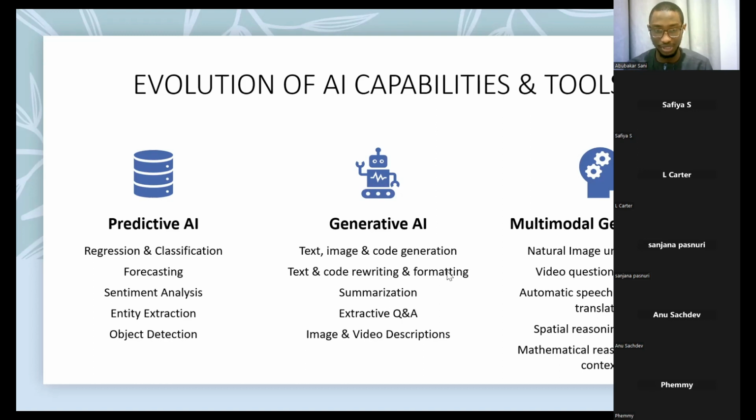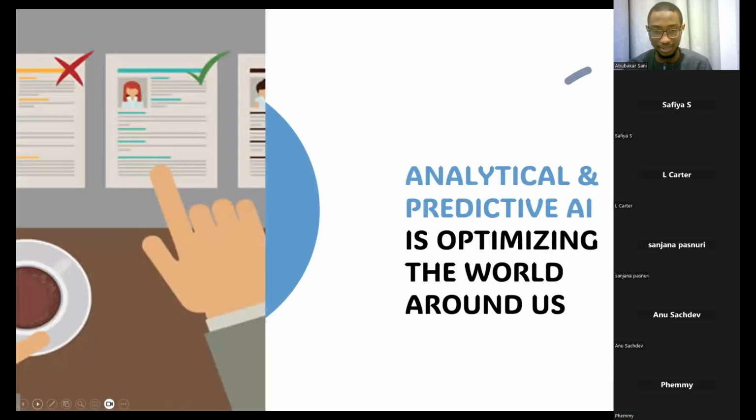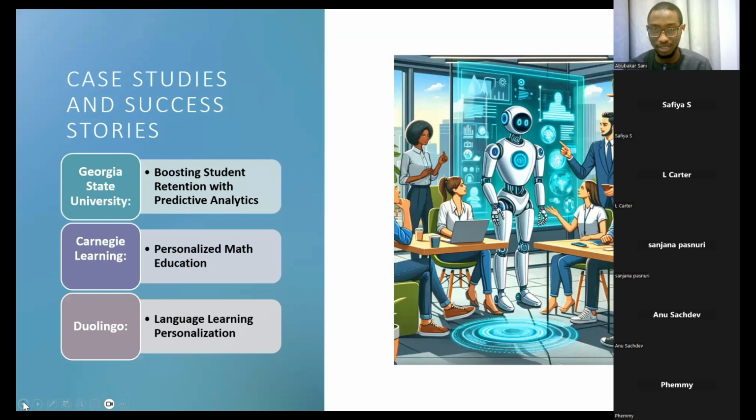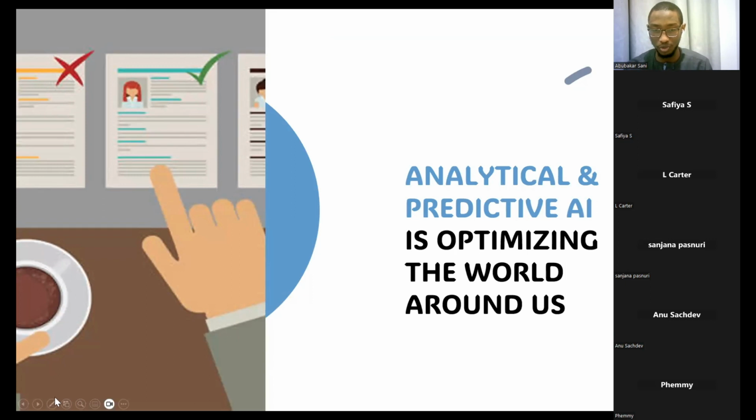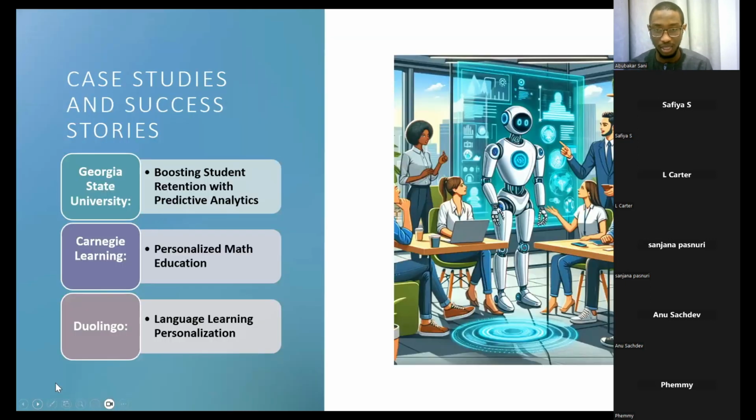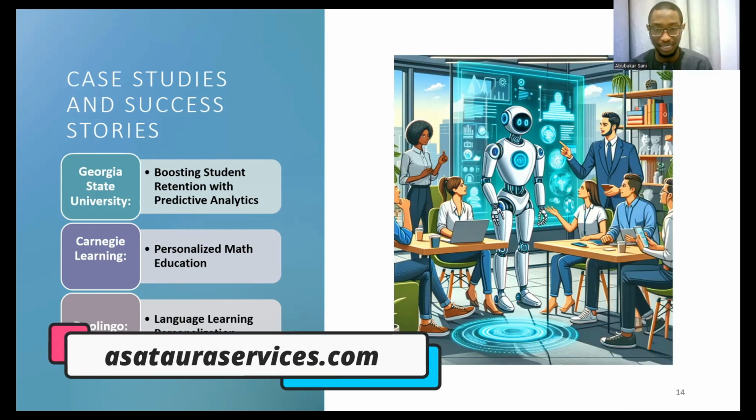So we will see how this has been used, and we will take a look at some use cases. For example, predictive AI. This has been used to optimize so many things before. Let's look at some of the case studies and use cases. These are some of the success stories. For example, Georgia State University used predictive AI to boost their student retention.